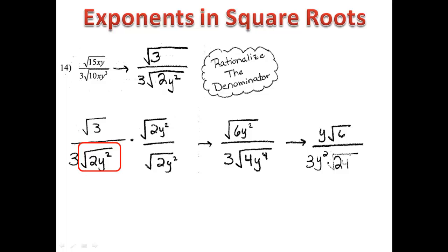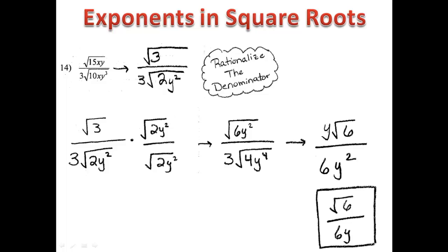Now I go ahead, I multiply the numerators and I multiply the denominators. Remember, when we do this process of rationalizing the denominator, the goal is to end up with a perfect square down there, and that's exactly what happens. 4y to the fourth, which comes on out, is 2y squared. In the end, I have the square root of 6 over 6y.